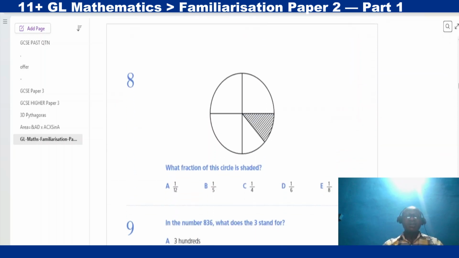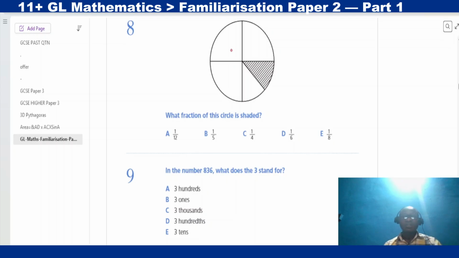Question number 8. You say, what fraction of this circle is shaded? If you look at it, I can also divide the circle like this. Therefore, I have 1, 2, 3, 4, then I will also have 4 again here, 4 here. So that is now 8. Therefore, the fraction is 1 out of 8 is shaded.